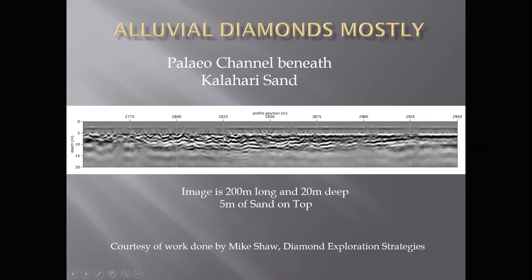And this is over a large area. So this is 300 meters wide, the section you're looking at here. So that's 200 meters long, 20 meters deep, that entire gray section. And there's 5 meters of sand on top. And you can see that as long as you're not looking at a small area where you don't know what's going on, once you put this all together over hundreds of meters, you are mapping a paleo channel, which is very nice. Thanks to Mike Shaw for that.